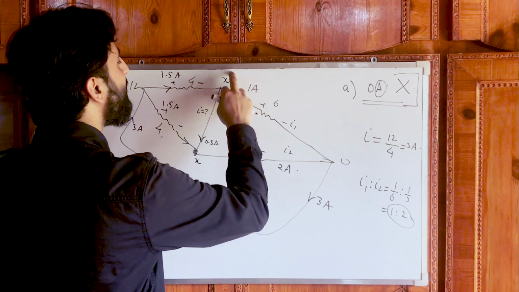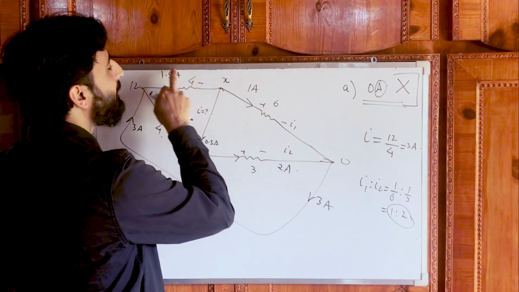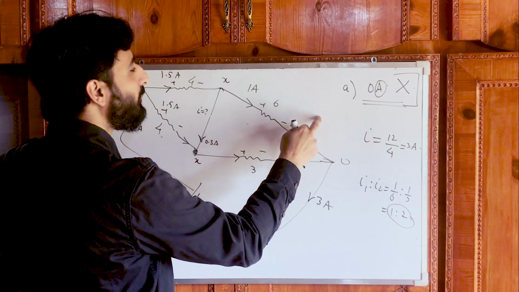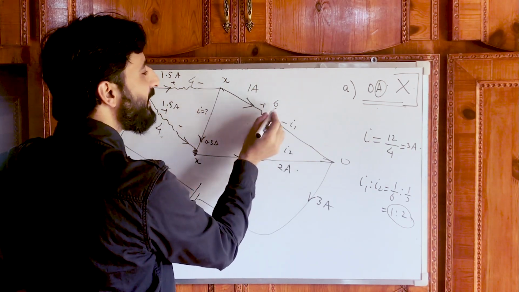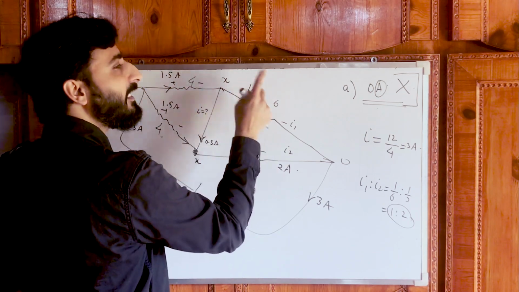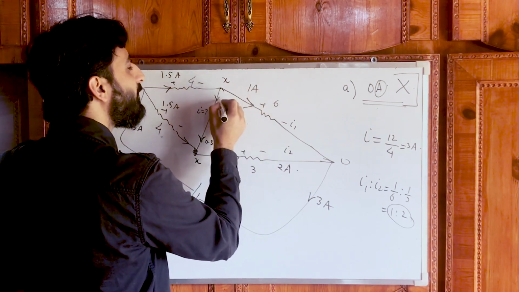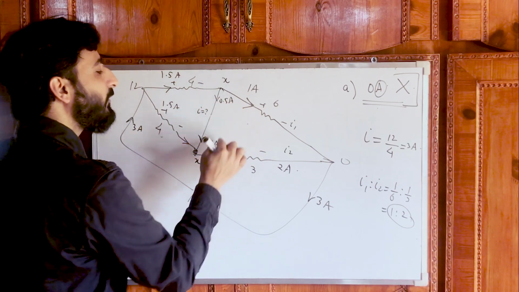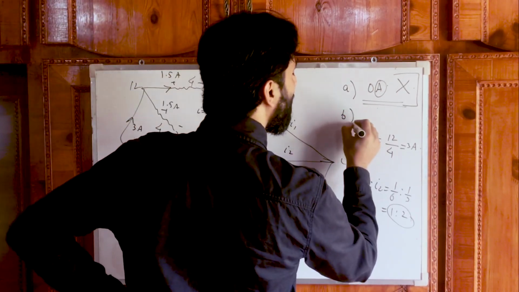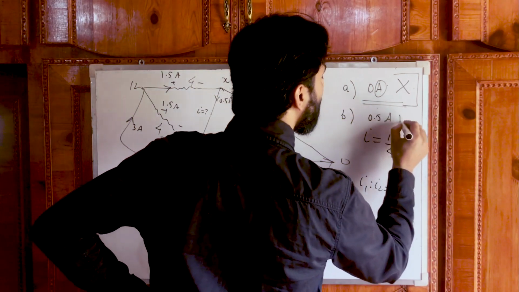Done. Now let's see this. 1.5 ampere is coming from this part, 1 ampere is going through the 6 ohm resistor, and the rest, 1.5 minus 1, that is 0.5, is going down here. And again, we have verified this. So the current through the conductor will be 0.5 amperes.